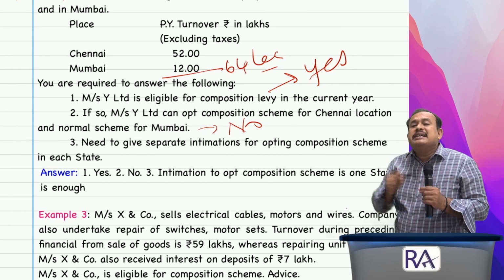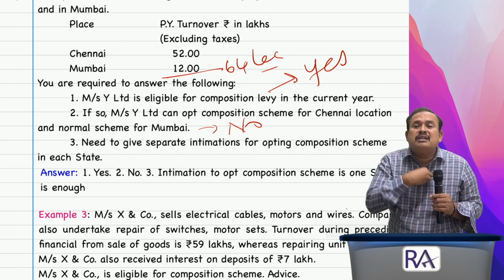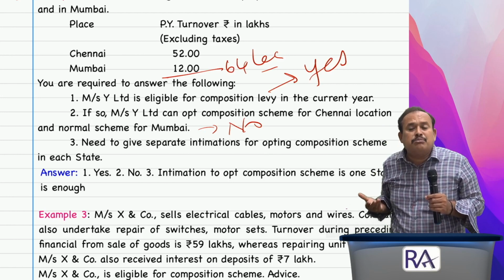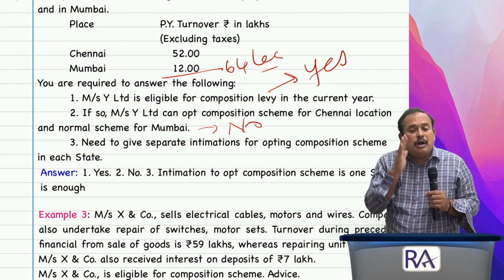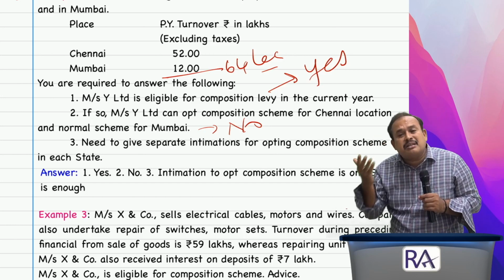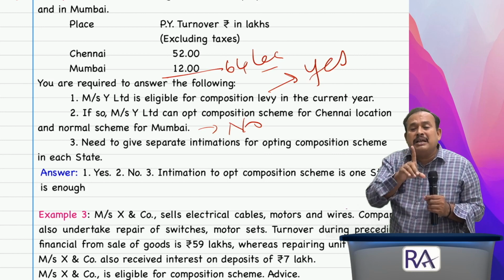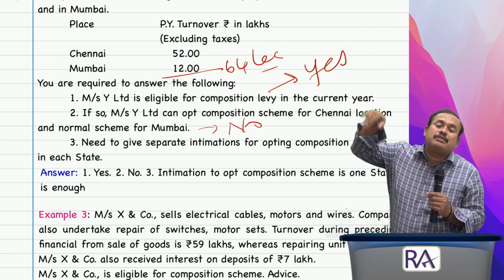In that case, it is sufficient to intimate in one state: I am so and so person having so and so registration number, opting for composition scheme, because registration under the GST is based on the PAN number only. As a result, it is sufficient to intimate in one particular place, and it is deemed to be intimated for other states also.